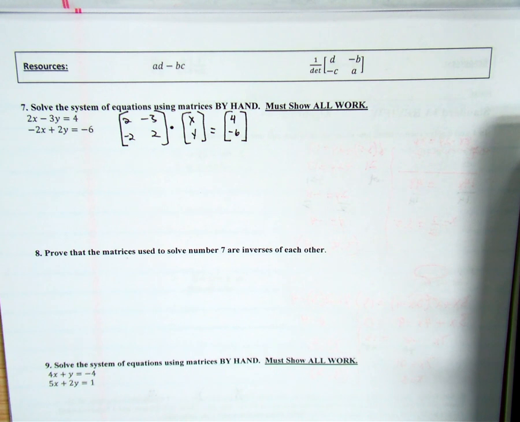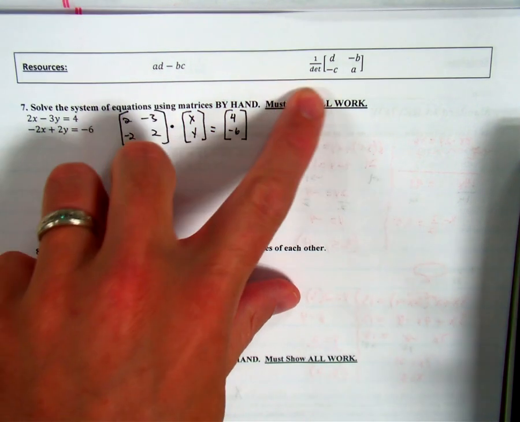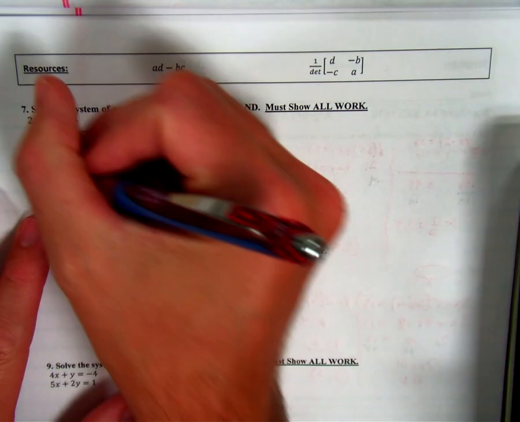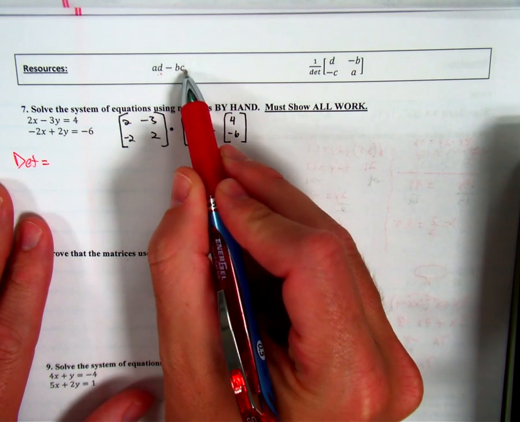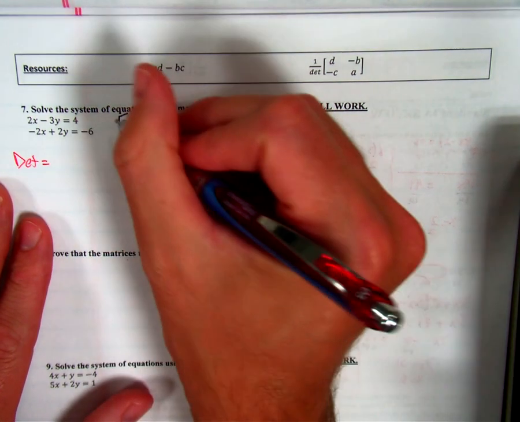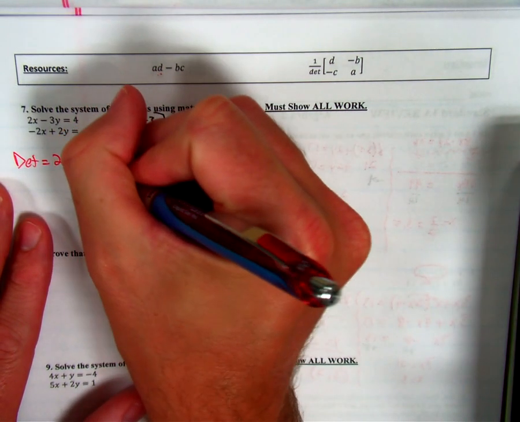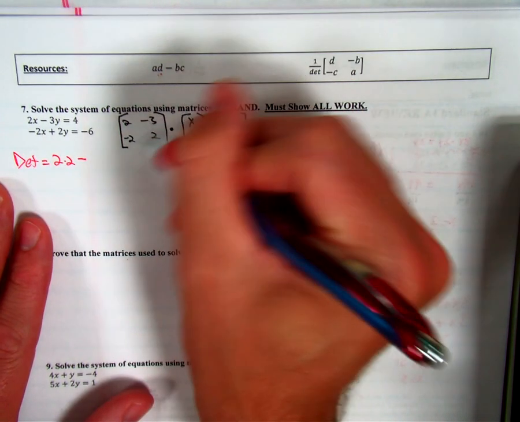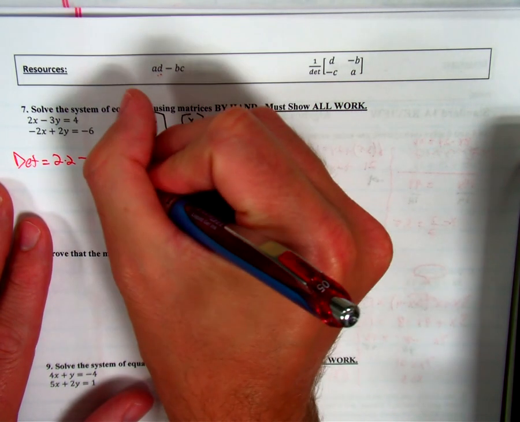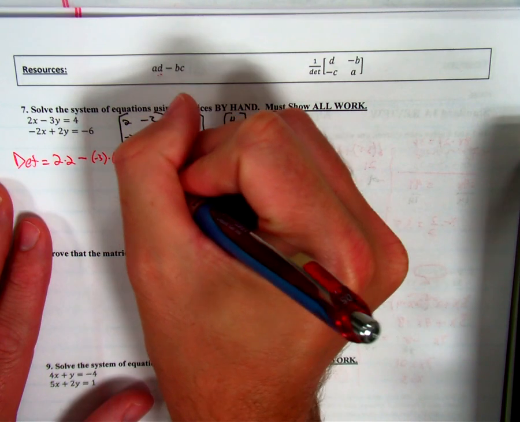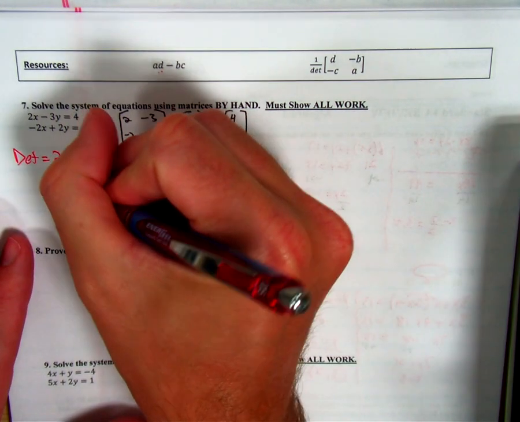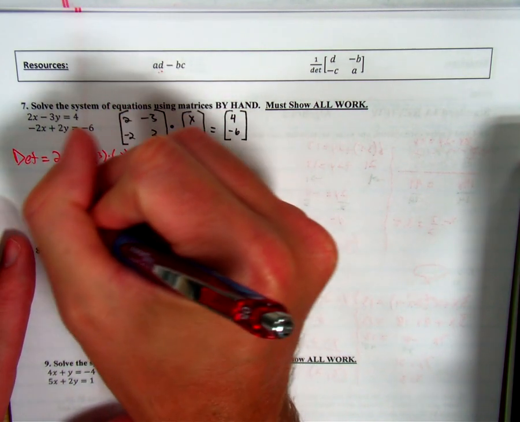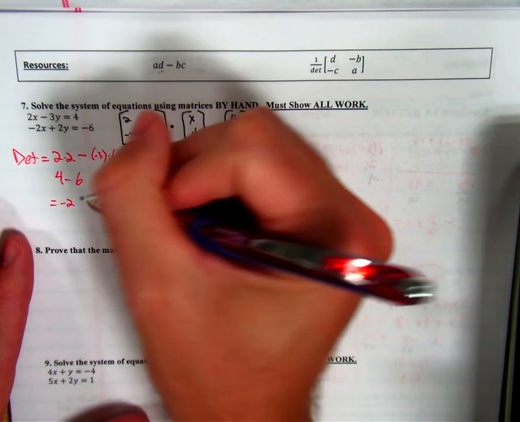Then we need to come up with the inverse. We need to create it. And you have hints at the top to create it. So our determinant equals the difference of the diagonals. A times D, so 2 times 2, minus B times C, negative 3 times negative 2. A lot of negatives going on over there. It's going to be 4 minus 6, or negative 2. That's our determinant.